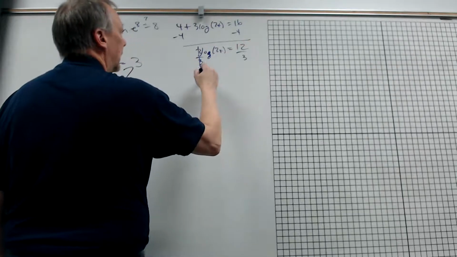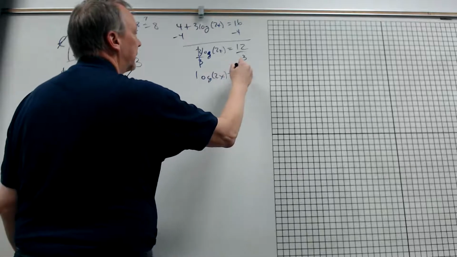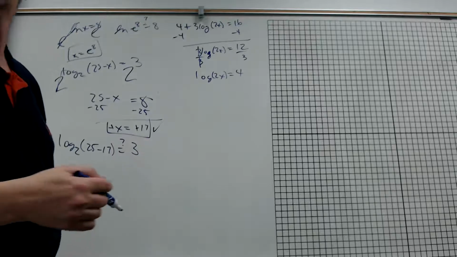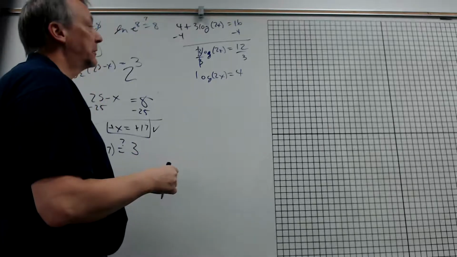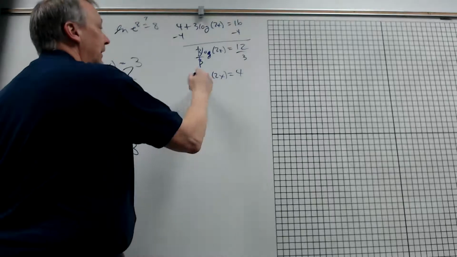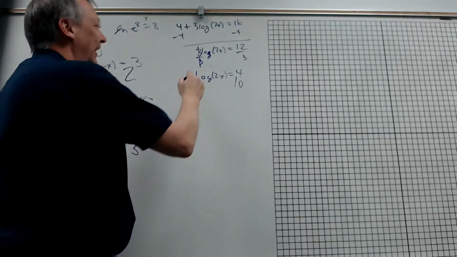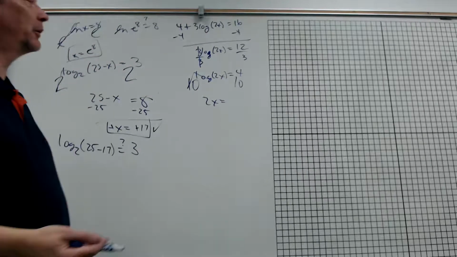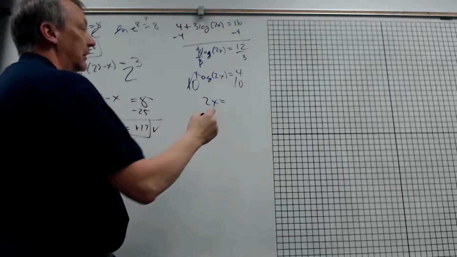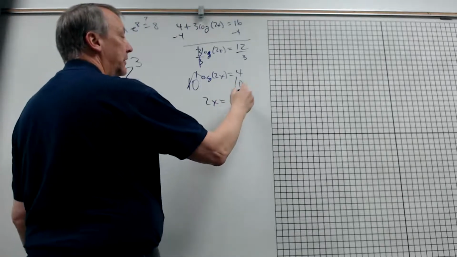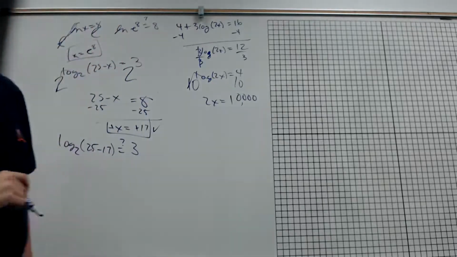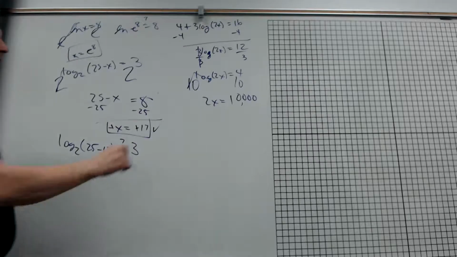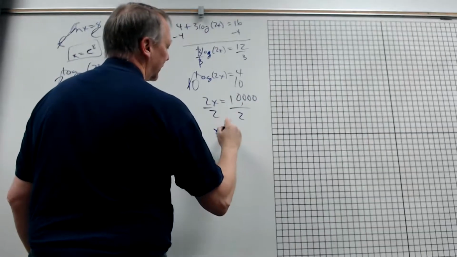Okay. So log of 2x equals 4. And then do the inverse log, which is just like, what's my base? 10. Yeah, putting a big 10 there, right? Okay, so 2x equals 10 to the 4th. 10 to the 4th is 1 with 4 zeros. 10,000. Divided by 2, x equals 5,000.